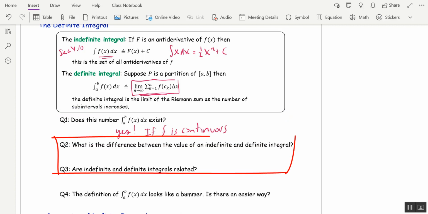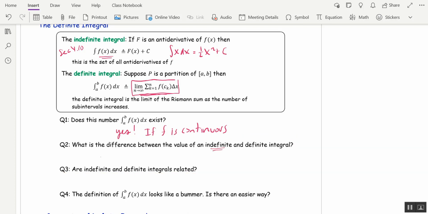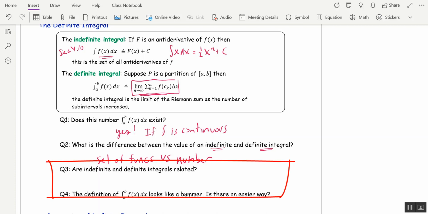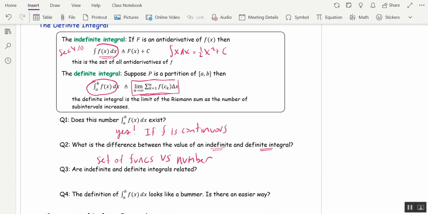Okay, what is the difference between the value of an indefinite integral and a definite integral? An indefinite integral is a set of functions, and a definite integral is a number. So set of functions versus a number. That's a big difference. Are they related? Well, they've got to be. They're both written with this integral sign. It looks very similar. So we're thinking, yes, they're related. And yes, actually they are. That's the fundamental theorem of calculus, which we'll talk about.